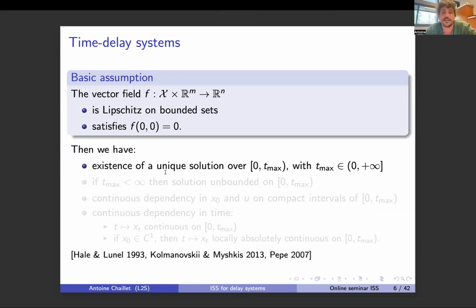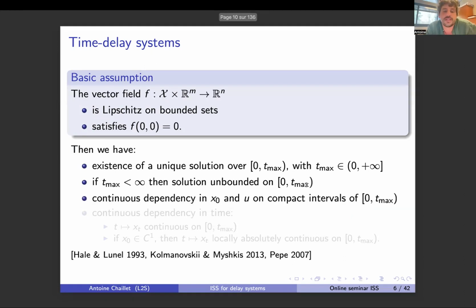You have the existence of a unique solution over some interval 0 to t max, where t max is surely positive, but can go up to infinity. So at least for a little while, the solution exists, and it is unique. And if this interval of existence is bounded, meaning t max is finite, then for sure the solution gets unbounded on 0 to t max. So it explodes when it stops existing, essentially.